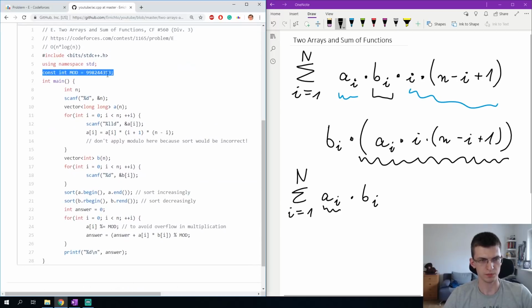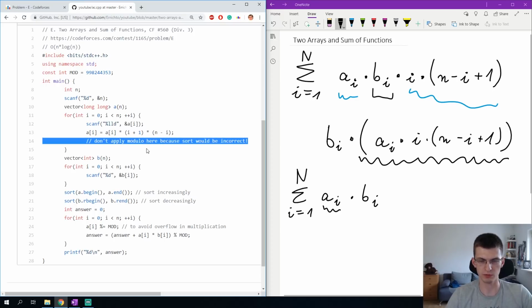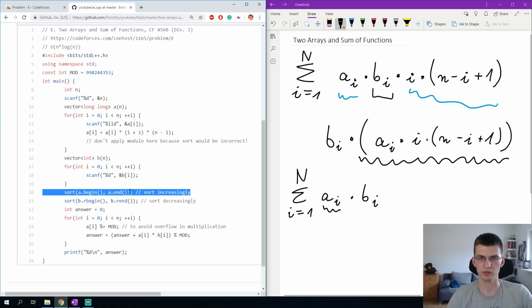We have some modulo in the problem, and I said I would talk about it a little bit more now. We read n, we read the array A, and while reading, we multiply AI by I plus 1 times n minus I. You can see here a small difference from the formulas on the right, because in my code I number indices from 0 to n minus 1, hence the difference by 1. We don't apply modulo here, which is very important. With constraints from the problem, this fits in long, and I need to not do modulo at this moment, because otherwise the sort would be changed.